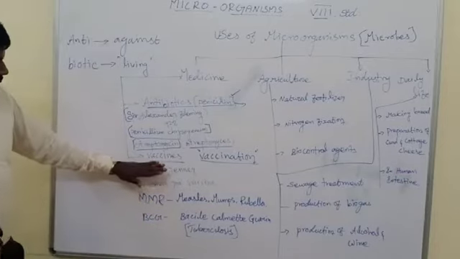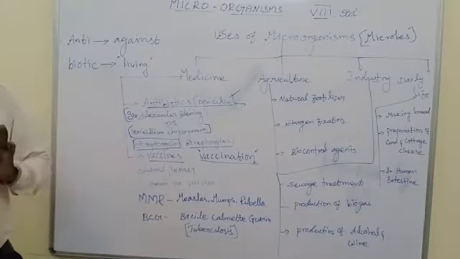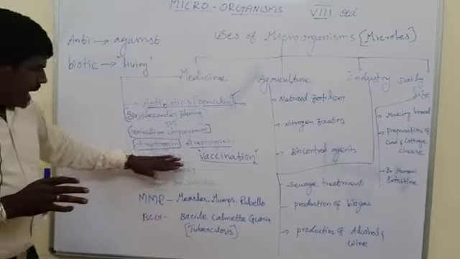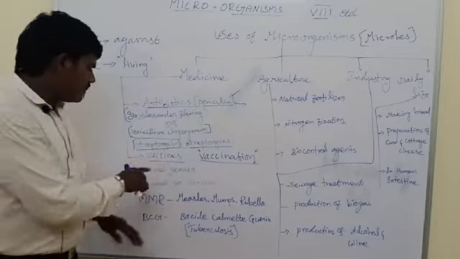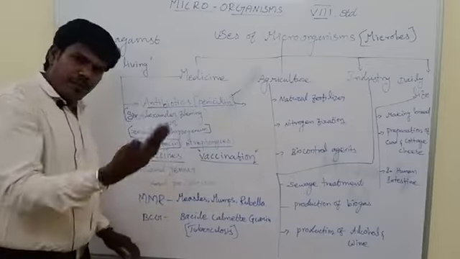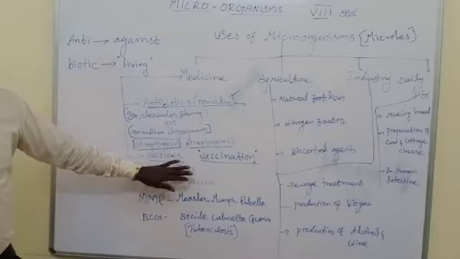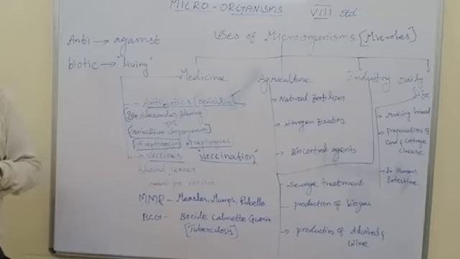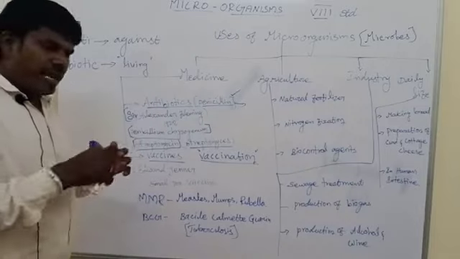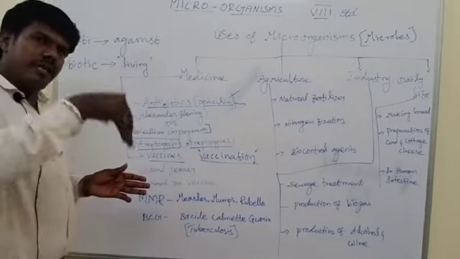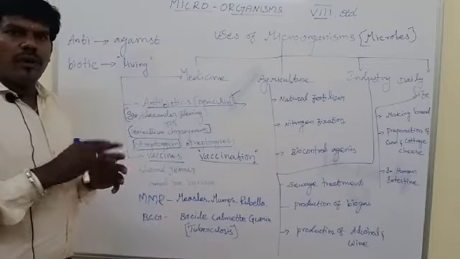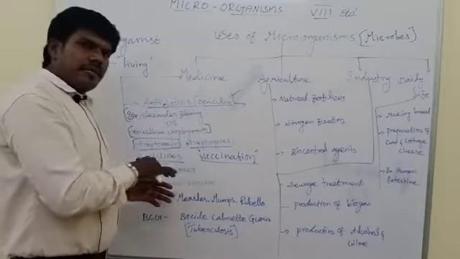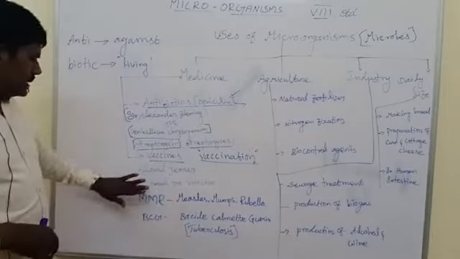These antibodies fight against germs. When you take the vaccine, you produce antibodies to fight against the germs. These antibodies remain inside the body. In the future, the same related germs will not affect you, because the antibodies already stay in our body. That is the vaccine.